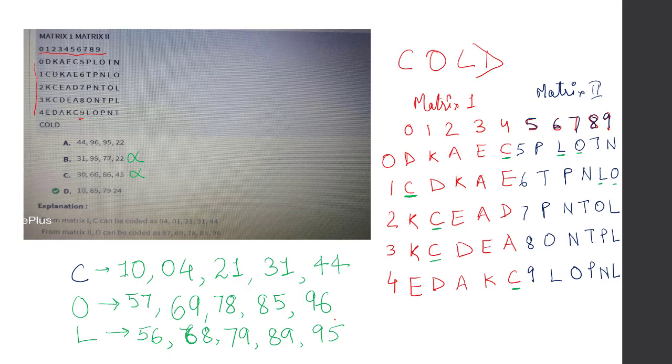Okay, so again when we go back to the options and check, we can see even 9 5 is a code for L, which is in option number A, and 7 9 is a code for L, which is present in option number D. So both of the options are very much in contention, and we'll have to check with the last alphabet, which is D.